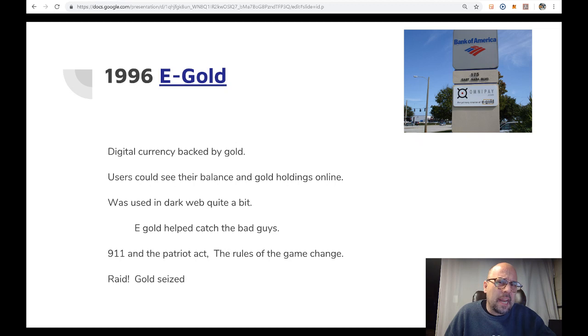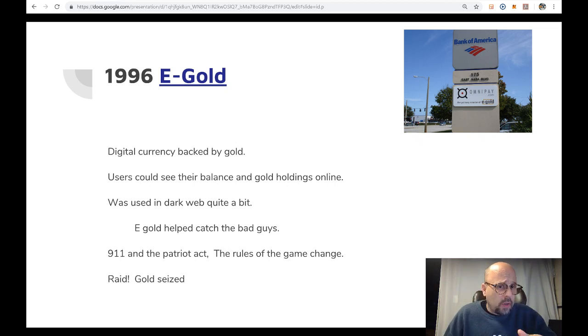Now, interestingly enough, the guys at EGold actually helped collar some of these criminals. They helped collar some criminals from the Cisco firewall code that was stolen and put up for sale. They also helped collar some 3,000 suspected child pornographers from the Center for Missing and Exploited Children. And they were actually using information that was provided to them from EGold.